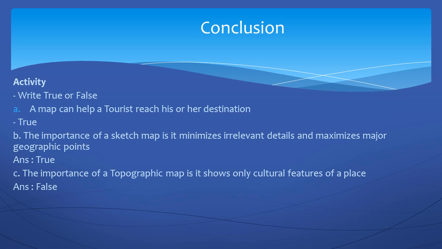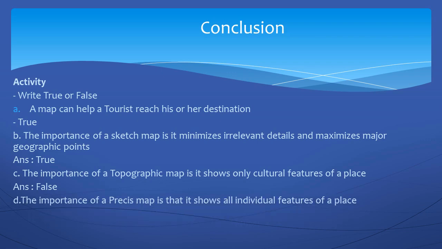The natural feature. Right? Okay, the last question. The importance of a precise map is that it shows all individual features of a place. What do you think of this answer? Yes, the answer is false. Why? Because the precise map shows only major geographic features. Right? Okay, this is the end of our activity and our lesson.